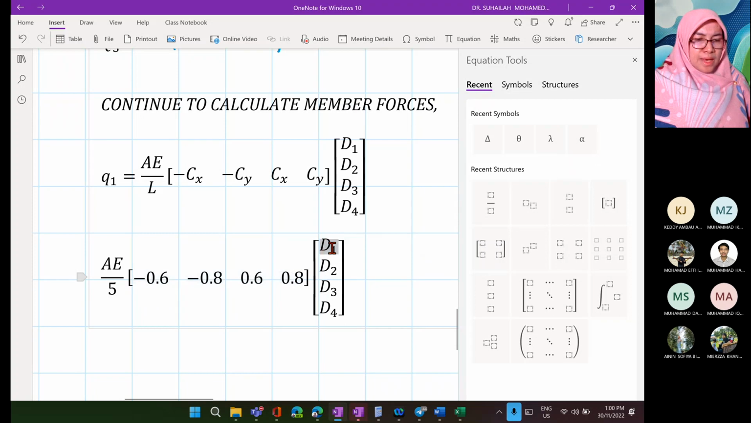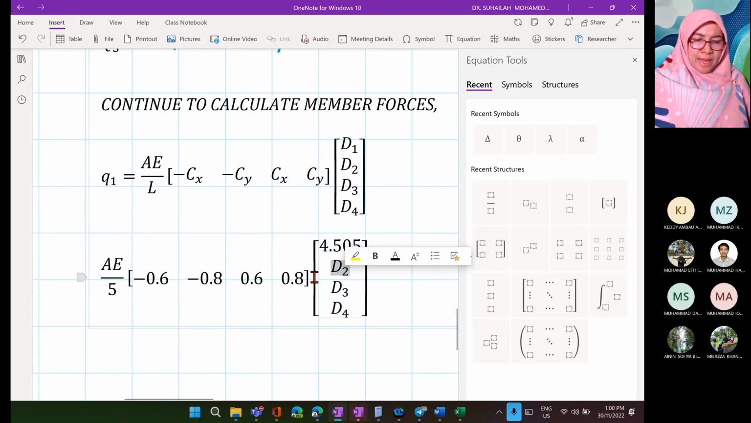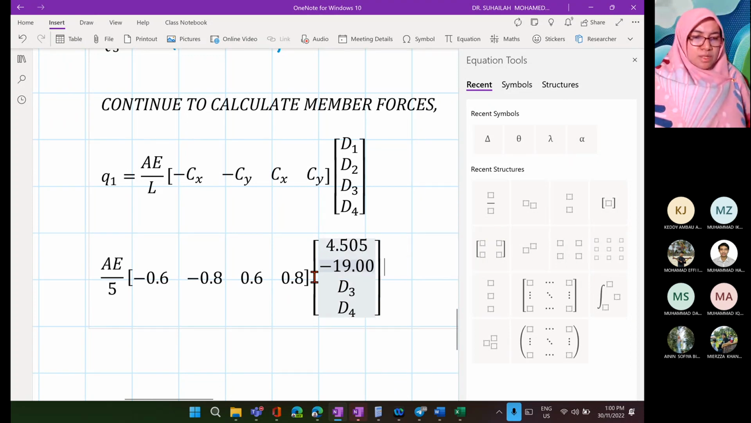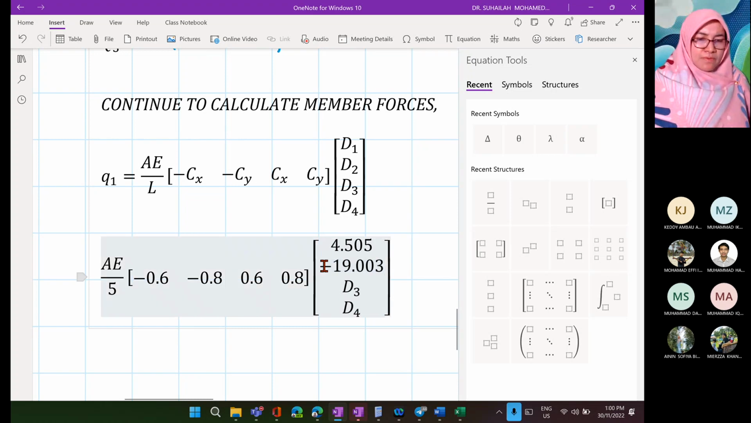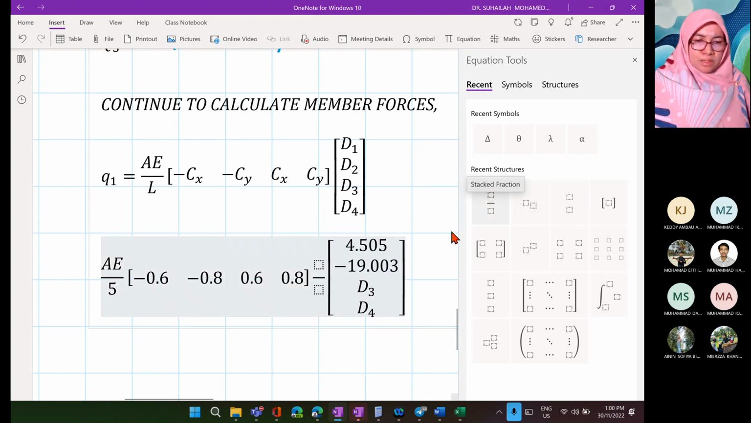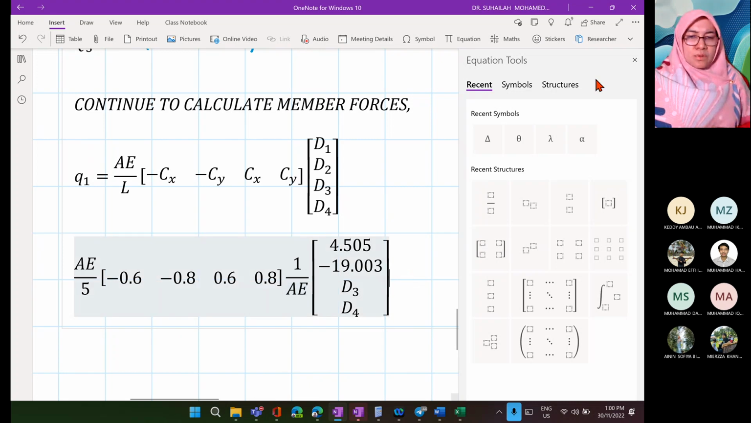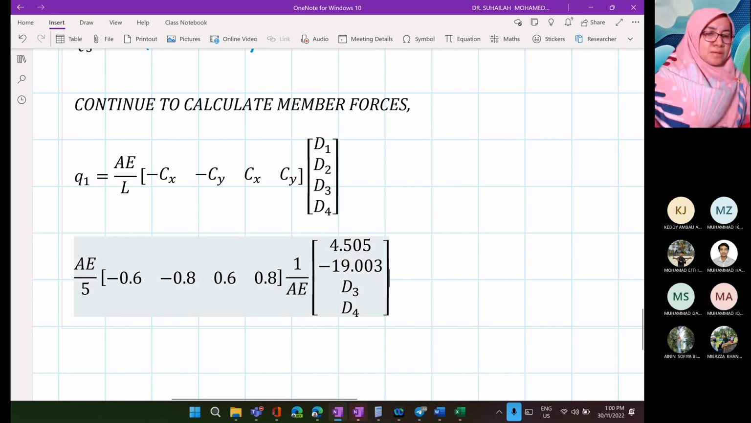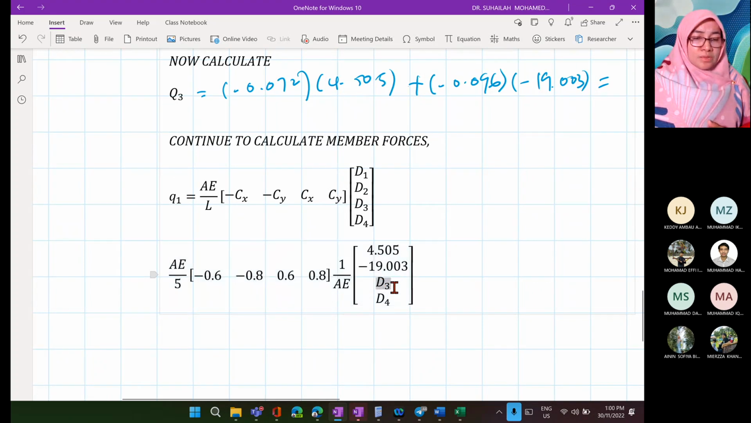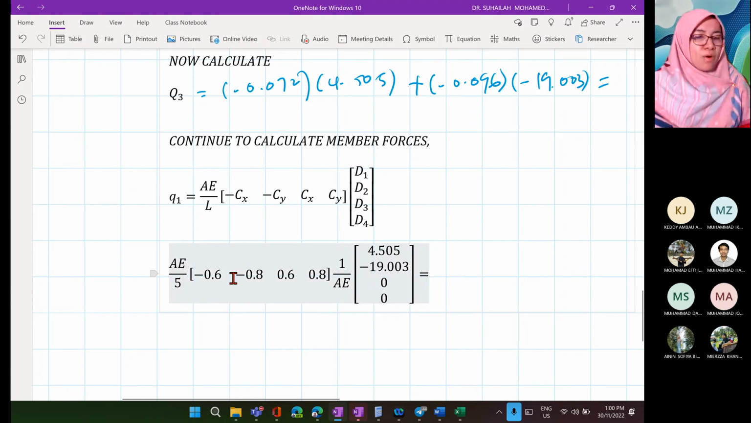And D1 we get 4.505, and negative 19.003. So this one is multiplied by 1 over AE. Okay, so we simplify, so we get D3, D4 equal to 0. So this will be the answer for Q1.